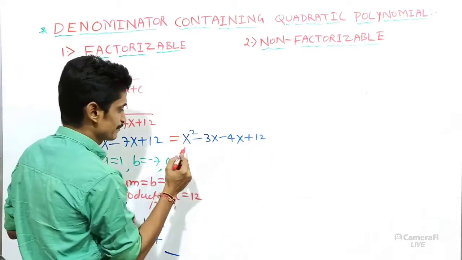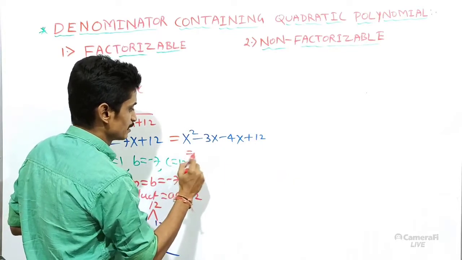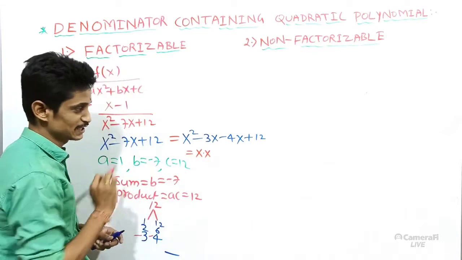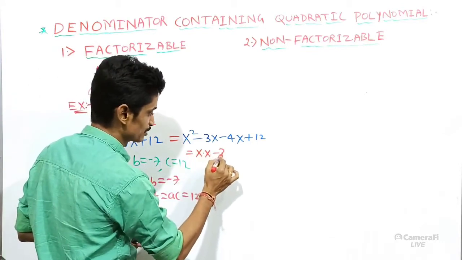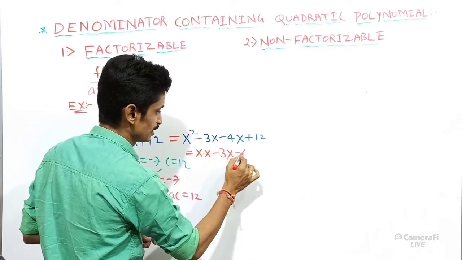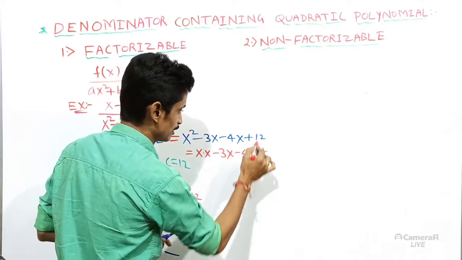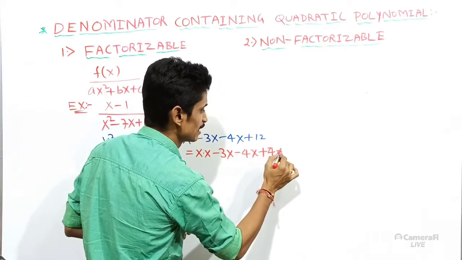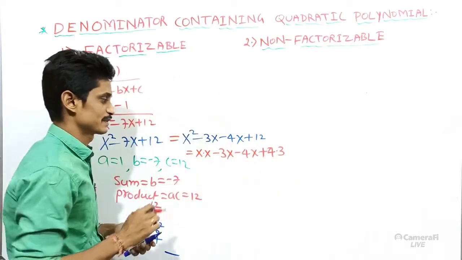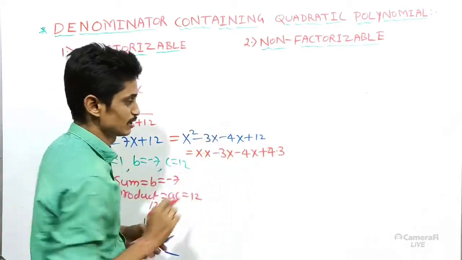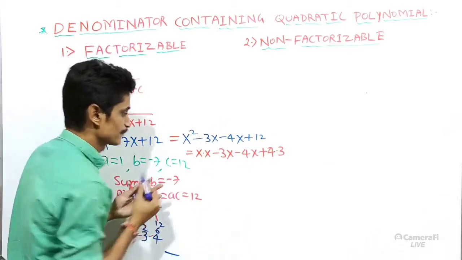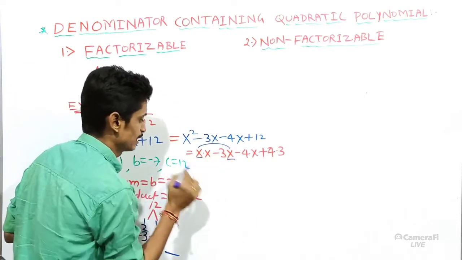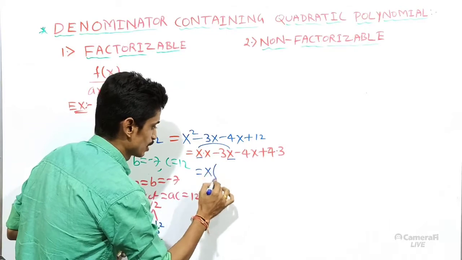Then how to factorize this one? X square can be written as x into x. Minus 3 into x, minus 4 into x, plus 12 can be written as 4 into 3 or 3 into 4, according to your wish. Look, I will take one x common, here and here there is x common. I will take one x common. What remains?